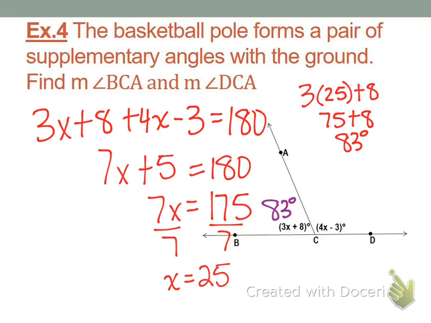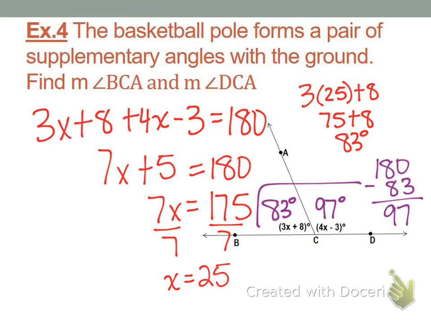To find the other one, we could plug the 25 in for x in the right expression, or we could subtract. Personally, I think subtracting is usually quicker. So 180 minus 83 gives me 97. So this one is 97 degrees. Those are the two angles we were asked to find.